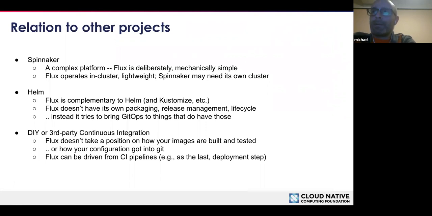Helm also would come up, I think, in people's minds. I would say Flux is complementary to Helm, and in fact, our Helm operator makes them work together, and it is pretty popular. I think probably the majority of people using Flux are also using the Helm operator.